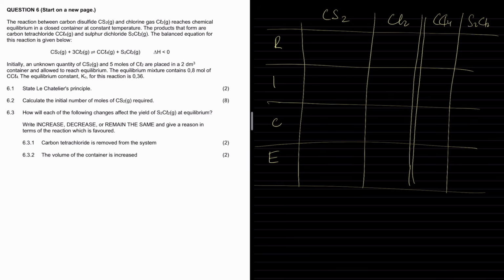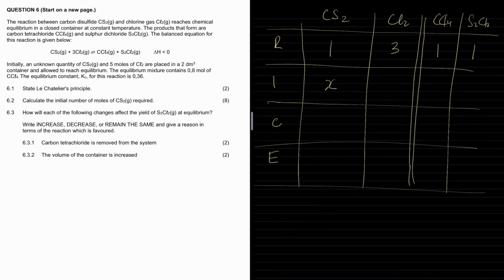So what is the ratio of these elements? This you get from the coefficients. So in front of CS2, there's an imaginary 1. In front of Cl2, there is a clear 3. In front of CCl4 and S2Cl2, they are invisible 1s. Now, initially, we don't know how much of CS2 is required. So let's make that X.